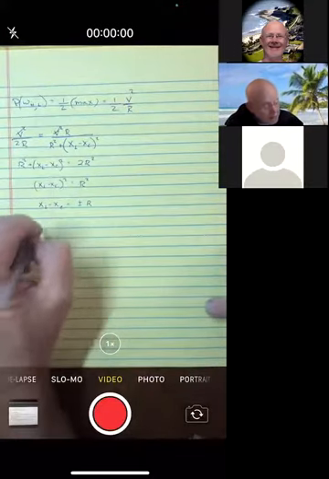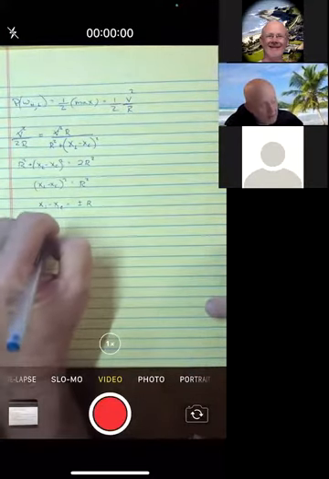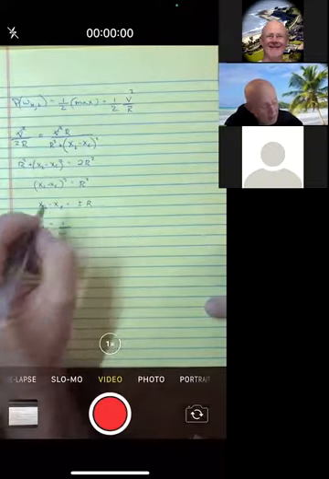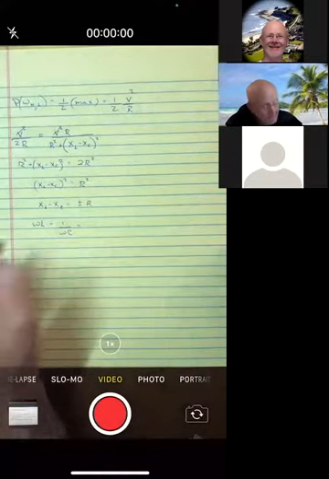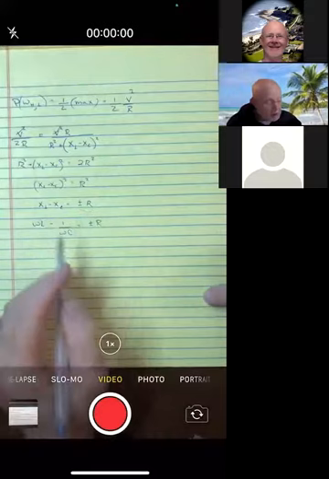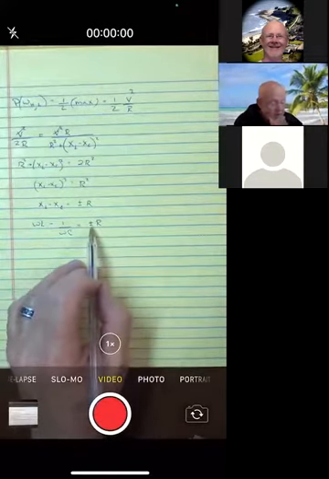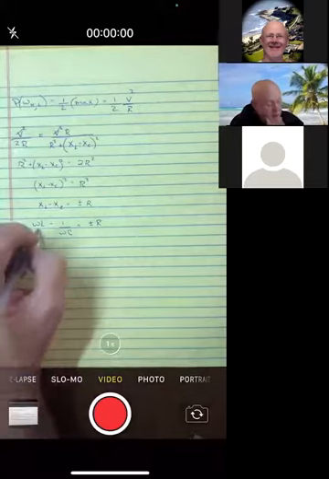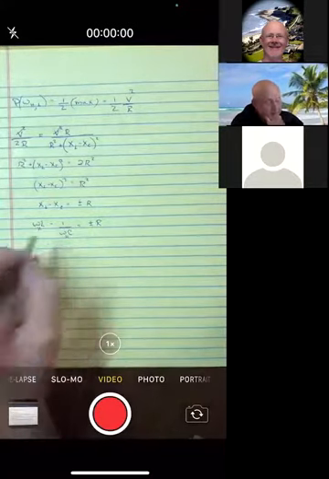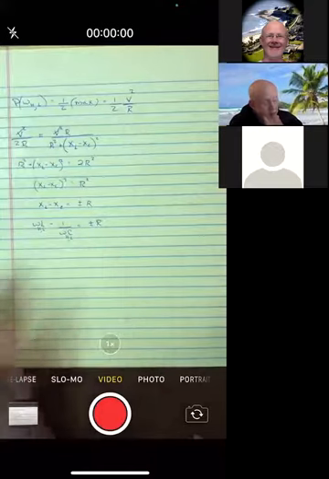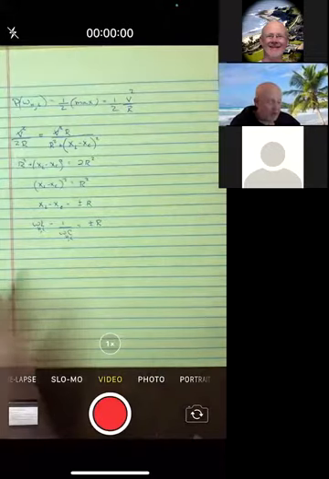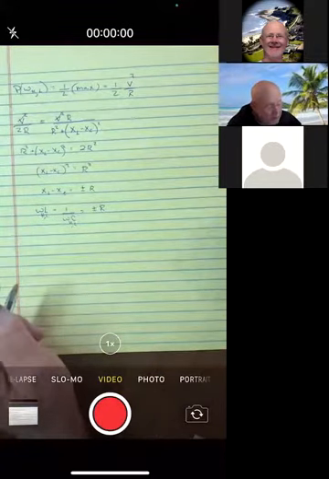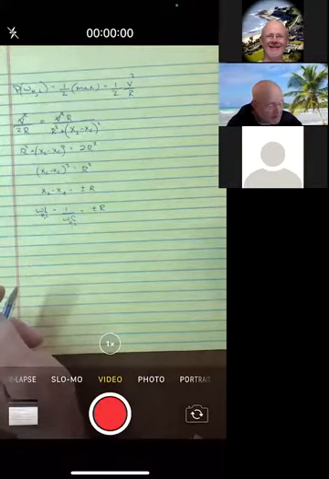Now, here's where I have to put in omega L minus 1 over omega C equals plus or minus R. By the way, one of them, and I'm not sure which one yet, the plus R would correspond to omega high, and the other one would correspond to omega low. Okay. Yeah, so now here I need to do a little bit of manipulation to get omega.